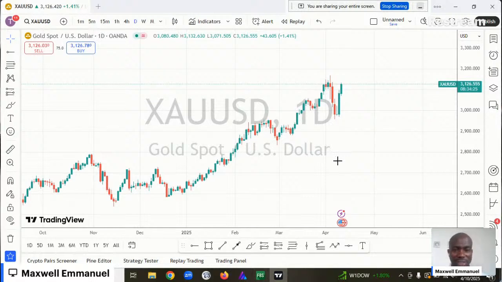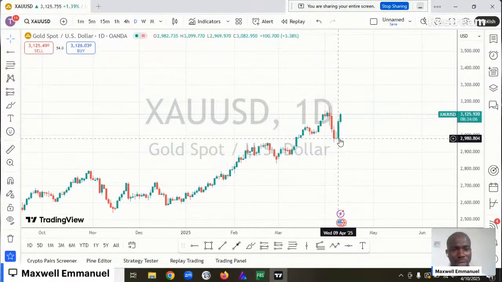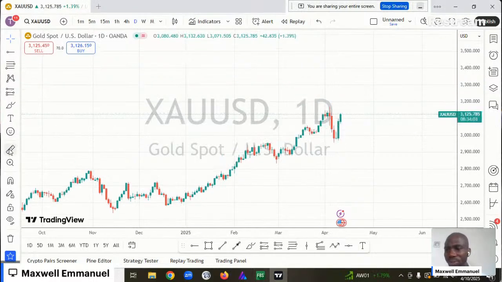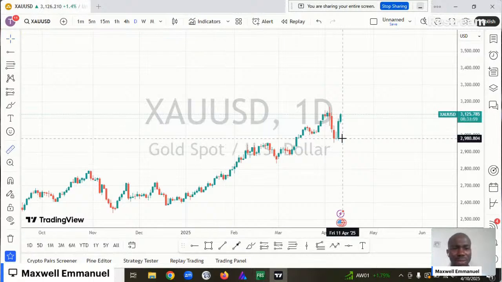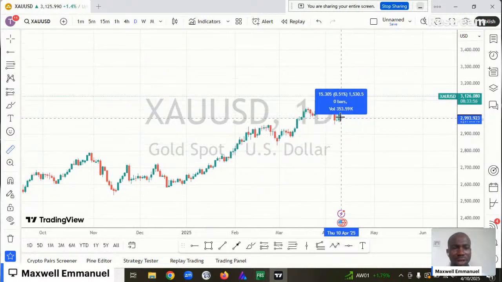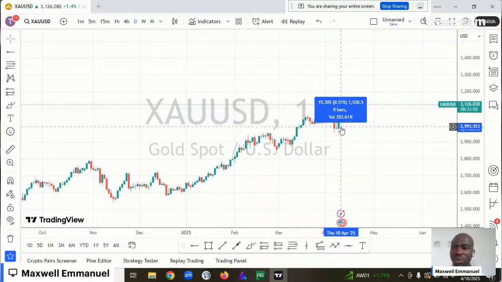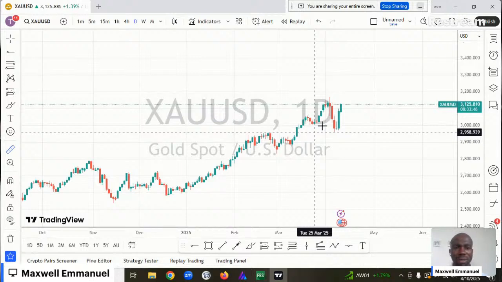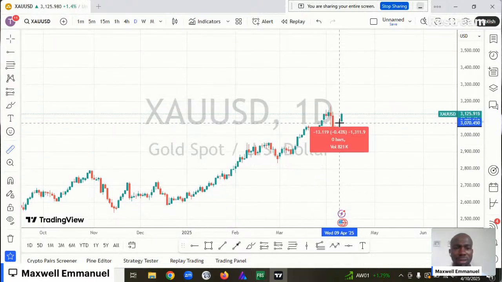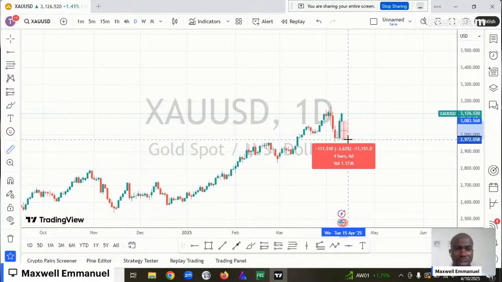Okay. Gold is golden. Yesterday was Wednesday, and gold did over, I think, over 1,000 pips. Gold did over 1,000 pips yesterday. See, it did over 1,115 pips yesterday. Gold did over 1,150 something pips yesterday.